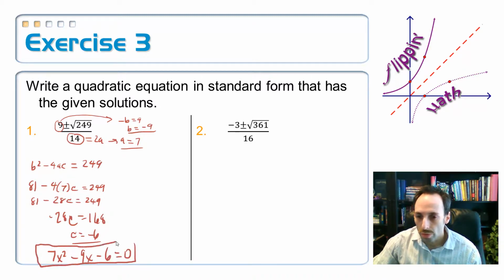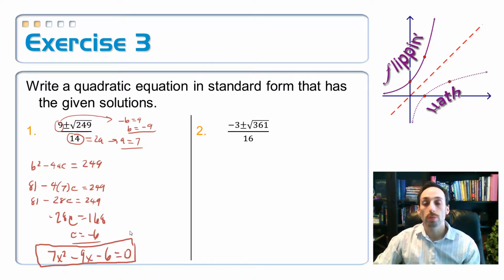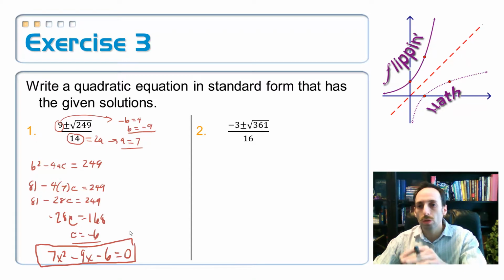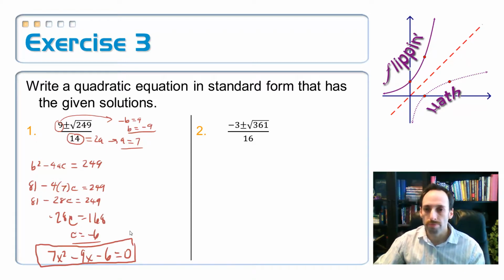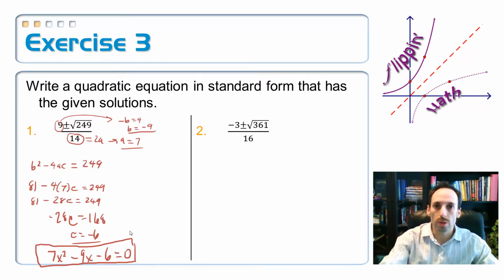If I were to solve that quadratic equation properly, my two answers would be 9 plus or minus the square root of 249, all divided by 14. Alright, look at that second one. Why don't you go ahead and pause that, give that one a try all by yourself.